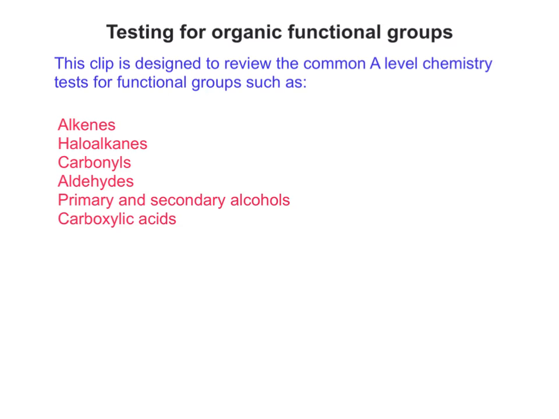Hello and welcome to this clip on testing for organic functional groups. We're going to be covering the common A-level chemistry tests across both year groups, year 1 and year 2, for functional groups such as alkenes, haloalkanes, carbonyls, aldehydes, primary and secondary alcohols, and carboxylic acids.